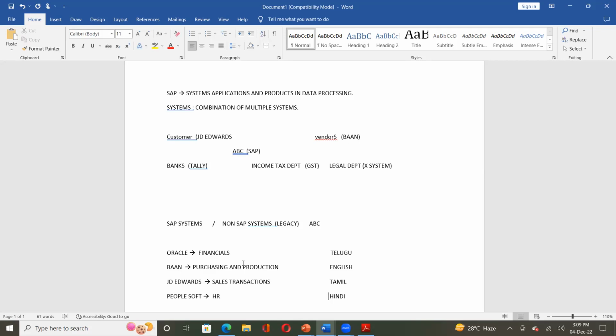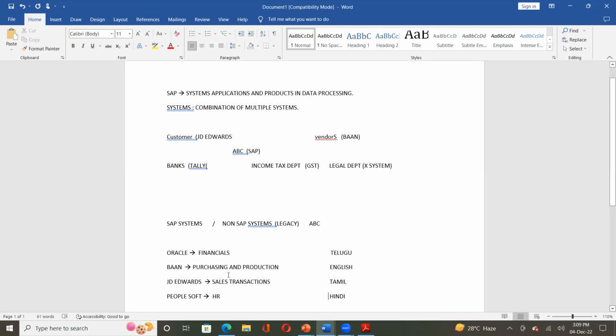We call them components. It can be integrated with all the components, the interdependent components. Why? Because it's developed on a single programming language. Clear? So SAP supports not only one. As I said, Oracle is dedicated to finance. Only one module, or one component, it will support. Same with BAN, it supports purchasing and production, not any other.